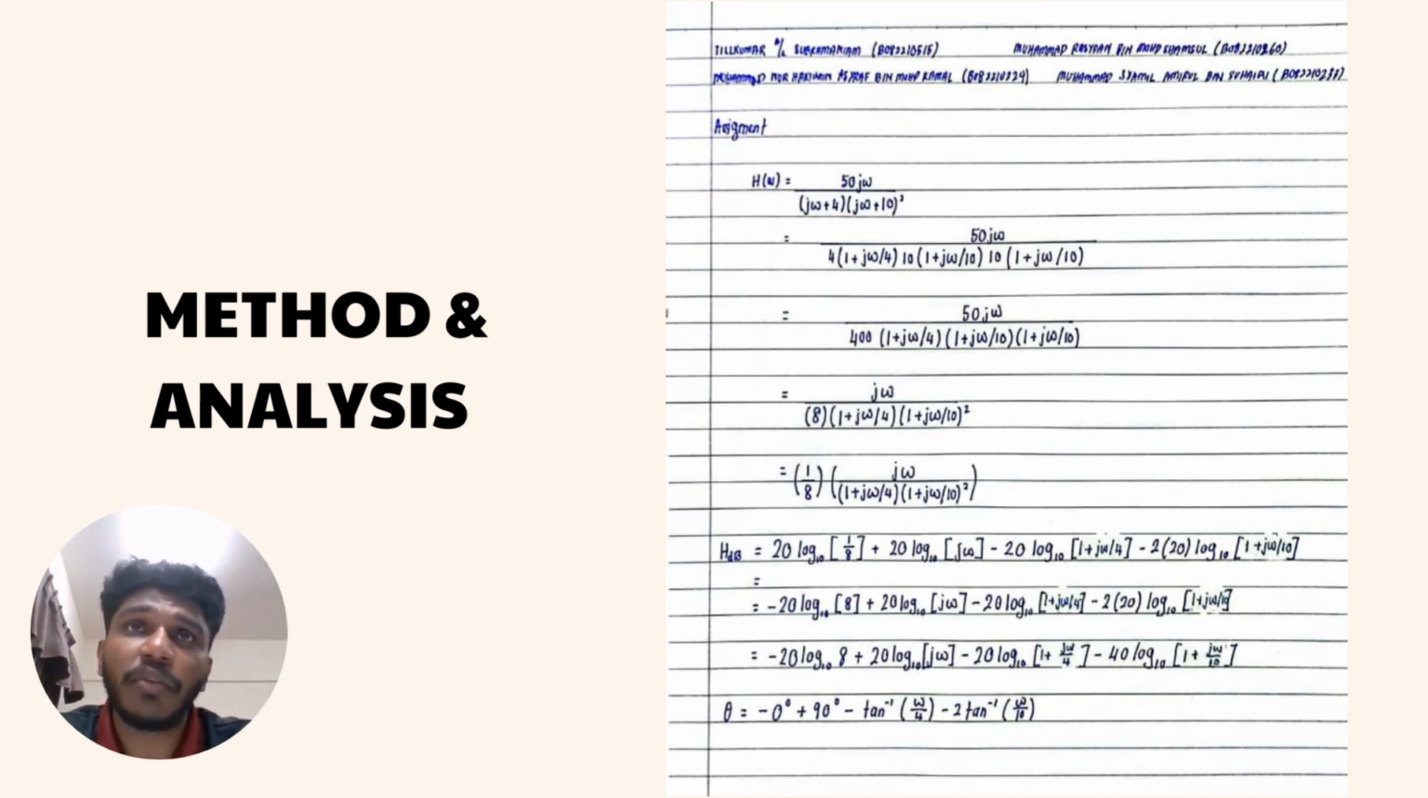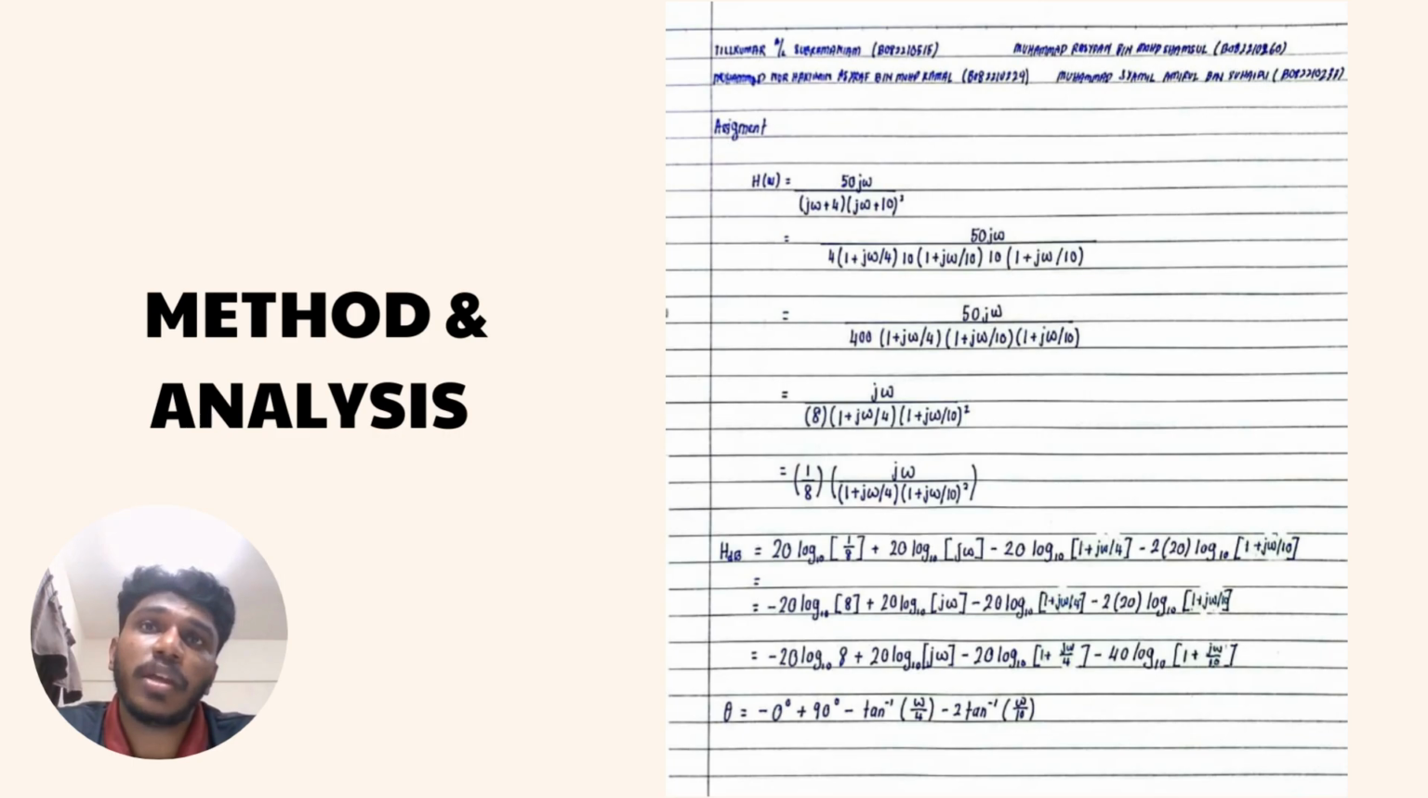After that we have to multiply all the numbers. When we multiply all the numbers, we get 50jω over 400 times (1 + jω/4) times (1 + jω/10) times (1 + jω/10). For the next equation, we can see that the 50 and 400 have to be divided. When we divide 50 over 400, we get 1 over 8.